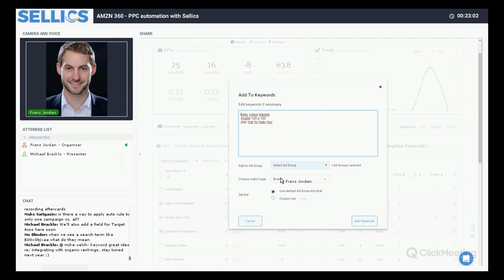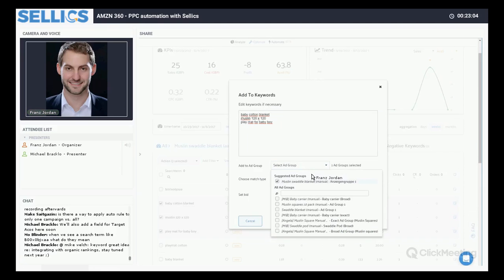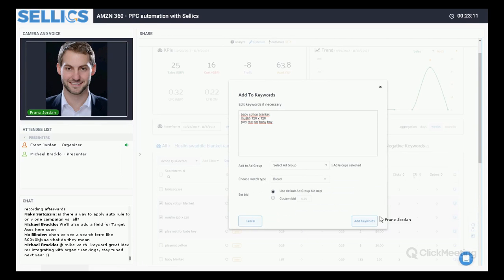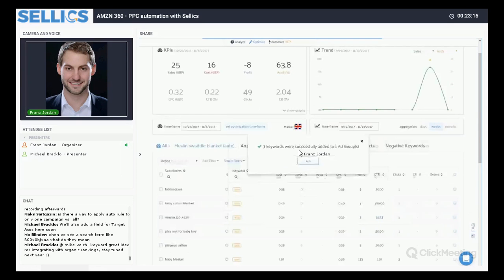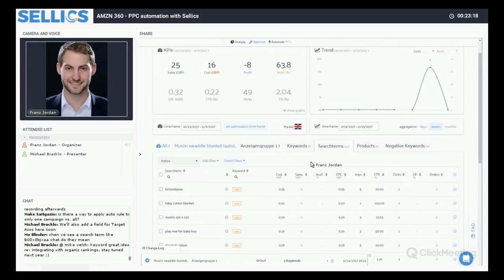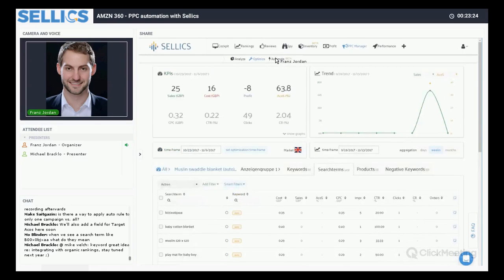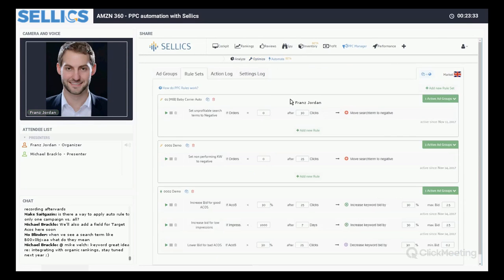Just choose the ad group that you want to move them to. We will automatically suggest the corresponding manual campaign. You just select the manual campaign, click on add keywords, and then those 3 search terms will be moved from your auto campaign into the manual campaign. Okay. So those are just a few features that I wanted to show you here. Again, the focus today is on the Automate tab here at the top, where you can set up the rules that will then manage your campaigns automatically.